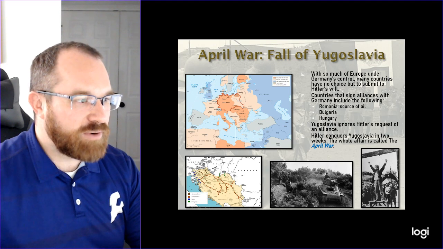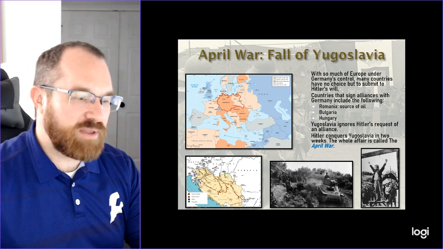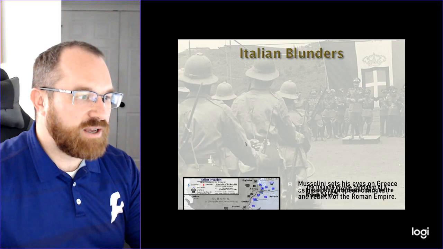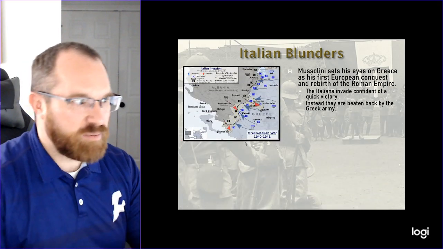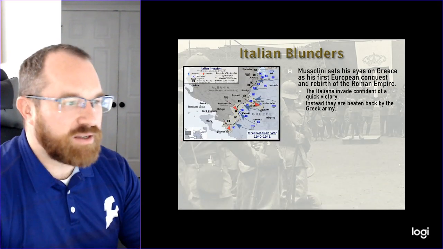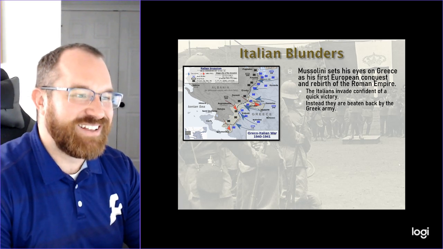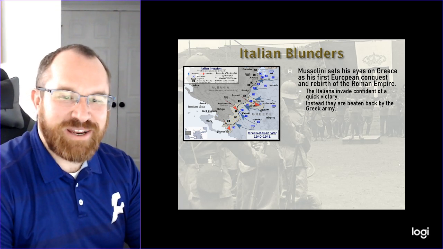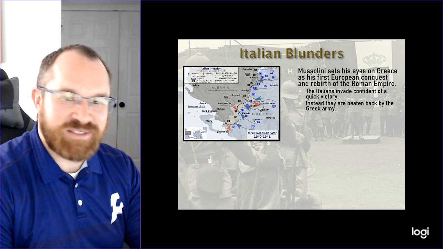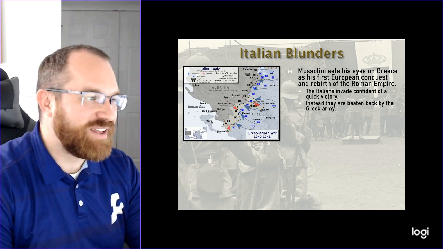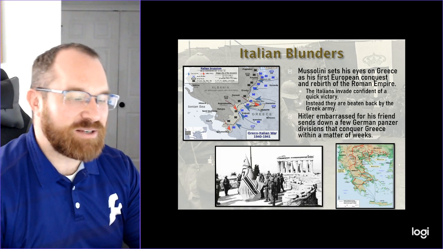Well, Albania is in a great position to invade Greece from, so that is what Mussolini does. So this is just a close-up picture of Albania versus Greece. And so Italy attacks and, well, the outnumbered and outgunned Greek army beats the crap out of the Italian army. It was quite the embarrassment.